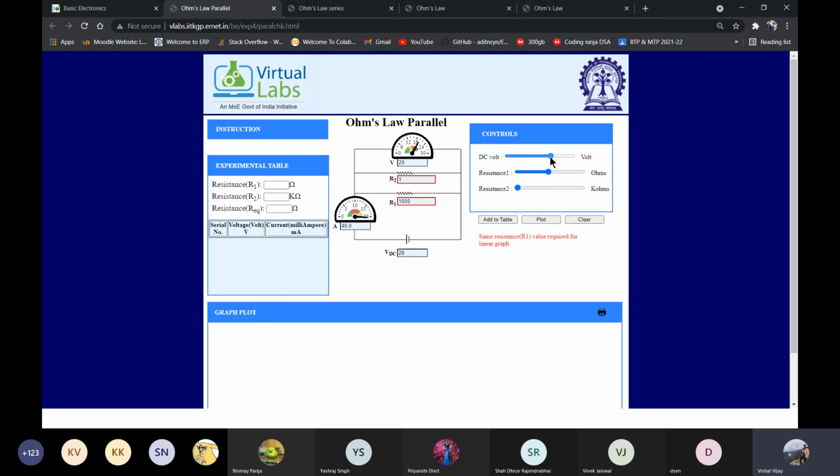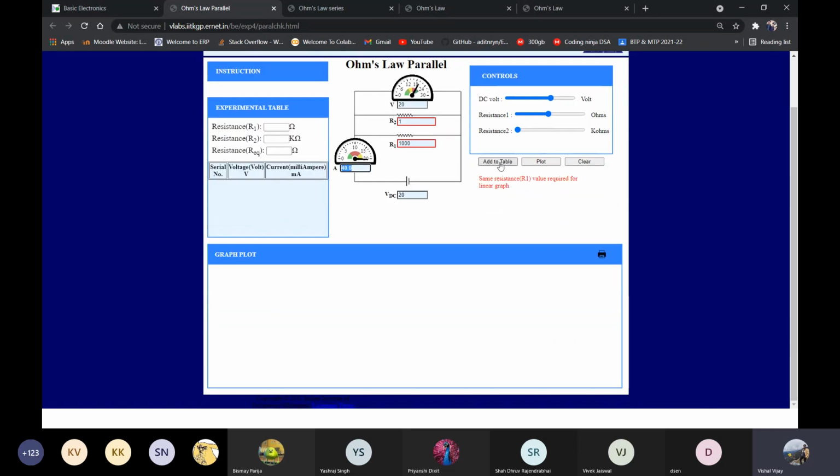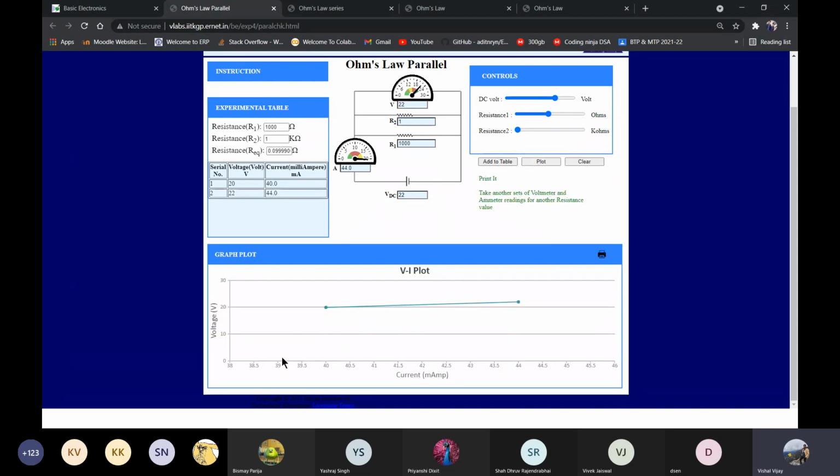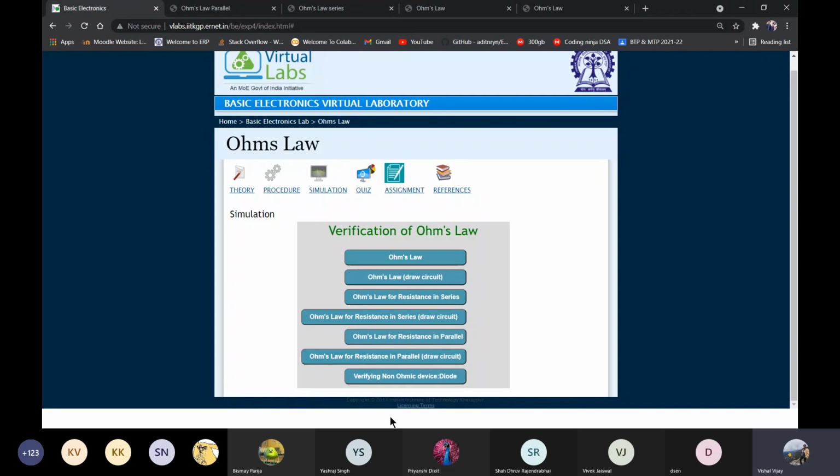So if I take a voltage of 20, and as you know I have set the resistance to 500 ohms, so 20 divided by 500 will be 40 milliamperes. This is in milliamperes. You can see this in the table. So 20 divided by 500 is 40 milliamperes. You have to plot this, add to table, and just change the value of this, and add to the table, and you will plot this graph. You have to plot the graph in everything.